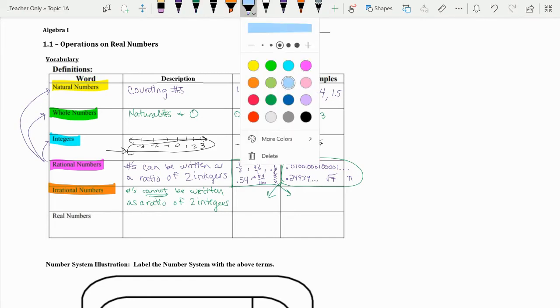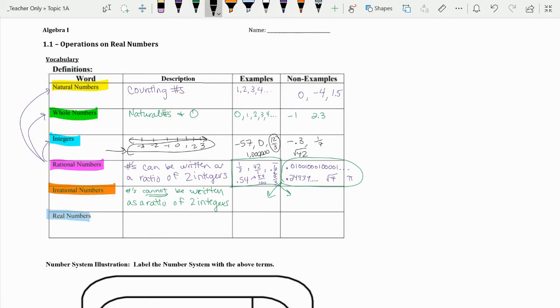So real numbers, you might be thinking, real, are there imaginary numbers? Yes, there are imaginary numbers. So real numbers consist of all rational and irrational numbers. So everything that's up above, they're all real. So if something is natural, it's also going to be a whole, it's also going to be an integer, rational, and real number. A non-example, you might be saying, well, what does something that's not real look like? It's going to have an i or an imaginary component to it. And you will learn about that later in your math career.